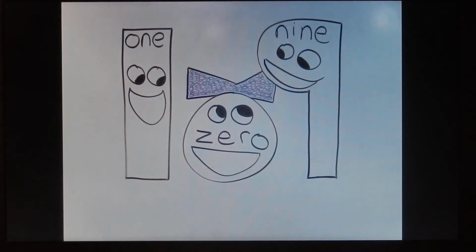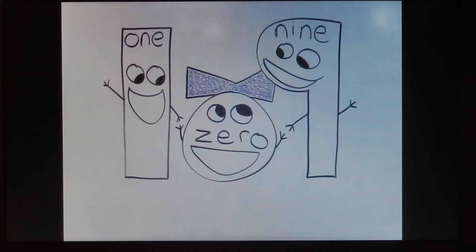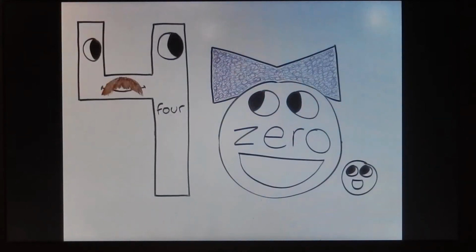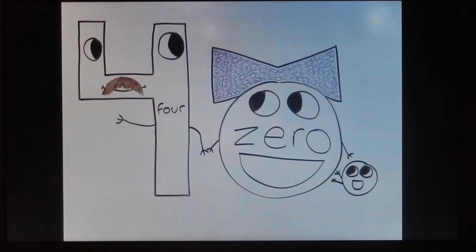109 has 3 sig figs. The 0 has 2 buddies, 1 and 9. 30 only has 1 sig fig because 0 doesn't have 2 buddies. 40 has 2 sig figs because 0's 2 buddies are 4 and the decimal point.